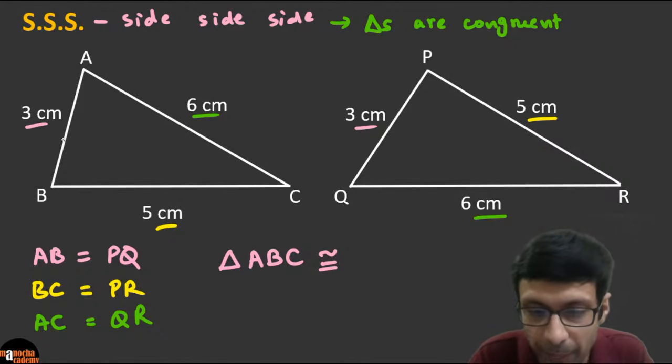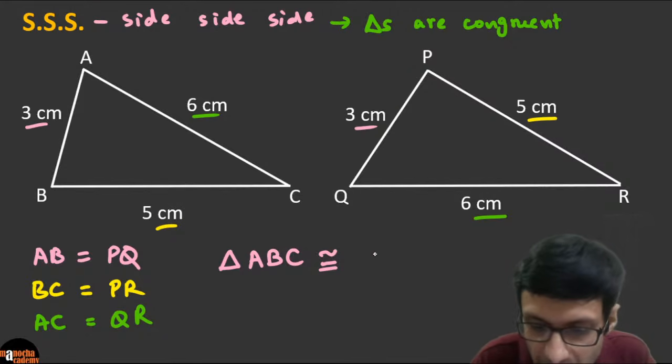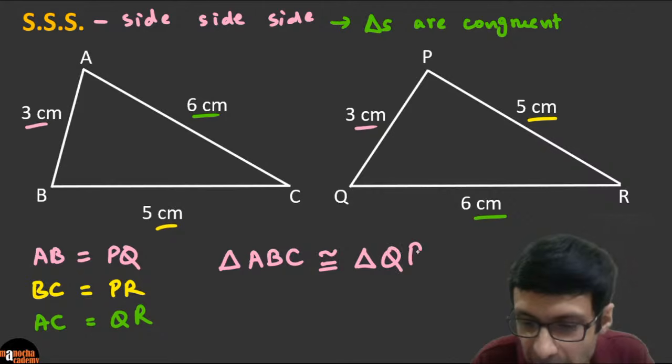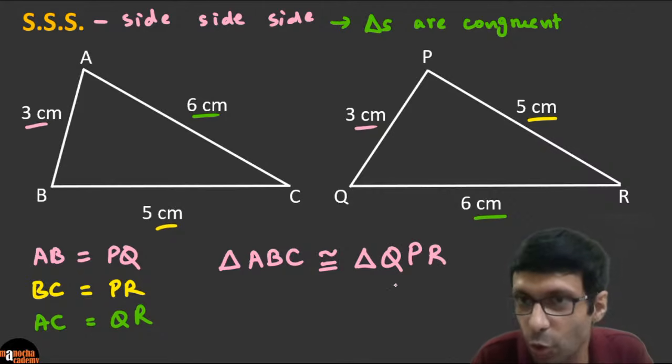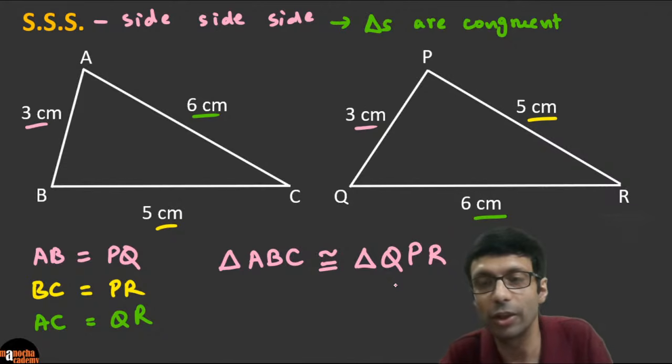Okay, so AB is 3 centimeters followed by BC. So we write it in this order, ABC. So we are going to look for a 3 and a 5 here. So who's the 3 in the second triangle? In this triangle, it's QP followed by PR. So we are going to write this triangle as QPR. Very important. So don't write it as PQR, because this will clearly affect your CPCT.